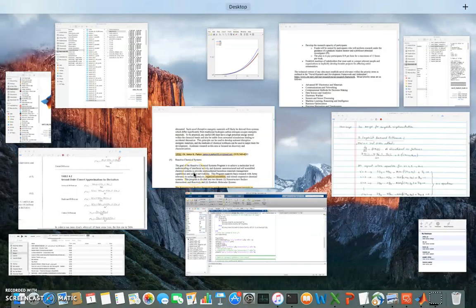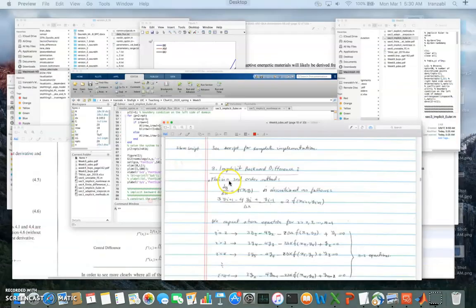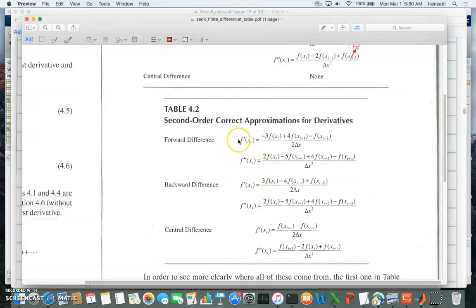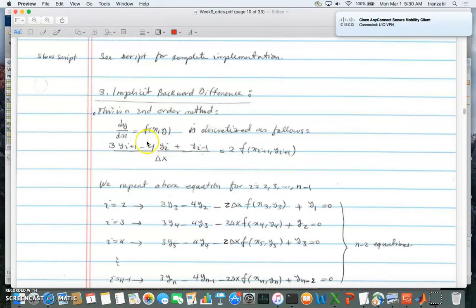And that's what I have actually in the notes right here. 3, let's say this is i, minus 4 y i minus 1, because this is 1 less than that, and then plus y i minus 2. Again, this is 2 units less than that. So the relative index is important, not really the index. So if this is i, this is 1 less than that, and this is 2 less than that, divided by 2 del x. Now I should have the same thing here. This is 1 less than that, and this is 2 less than that.